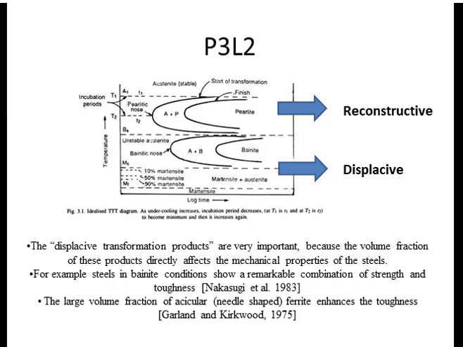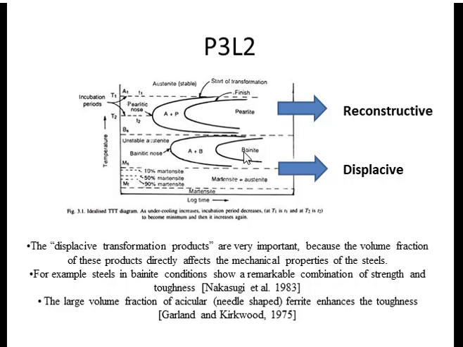Hello everyone. We stopped at the reconstructive and displacive transformations that happen in an iron carbon phase diagram. So here again, I am showing you the TTT diagram of steels, showing the reconstructive phase transformations that happen for perlites and displacive transformations that happen for martensites and bainites. So these displacive transformations are very important, as their products are also very important.